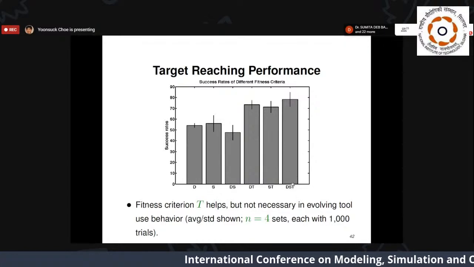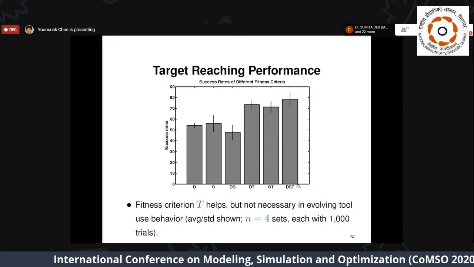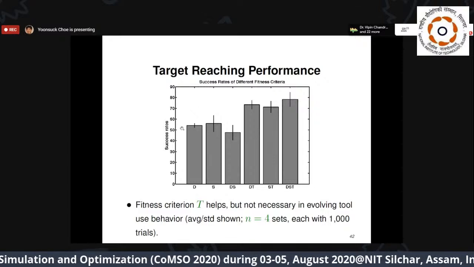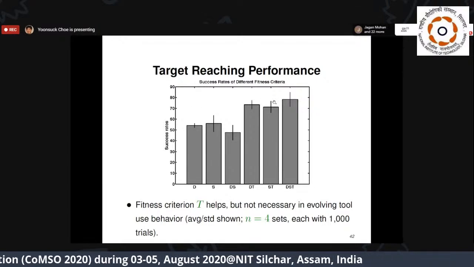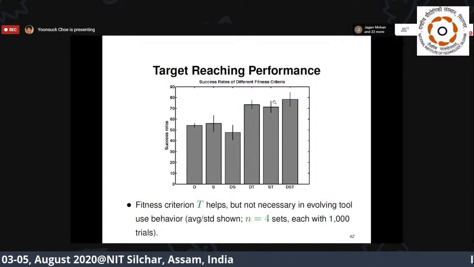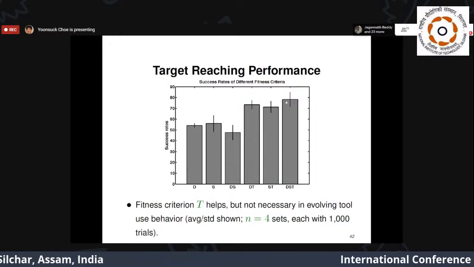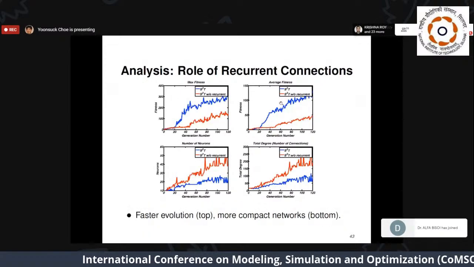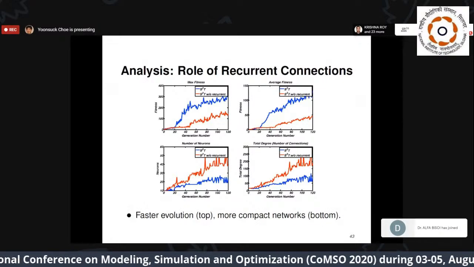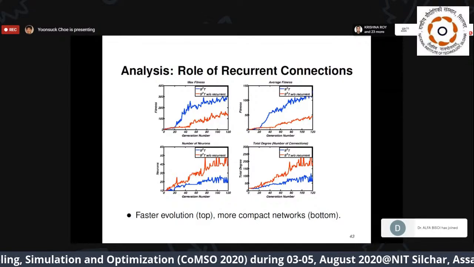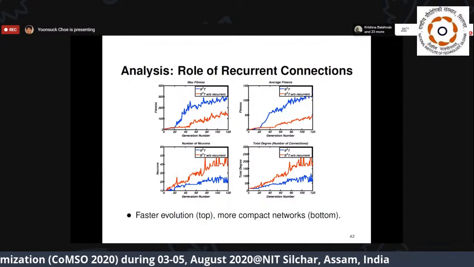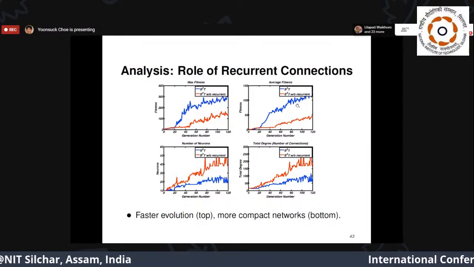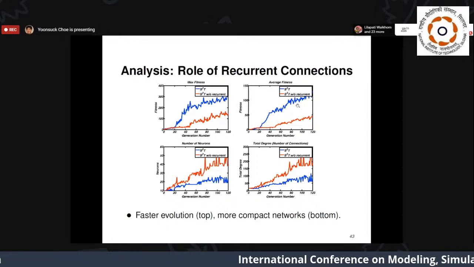So when you include this, if you reward tool pickup behavior, generally they do better. Okay, 75% accuracy. Out of, let's say, 100 targets, it can pick up about 70 of these targets. And what's interesting is we can look at the properties of the networks and, let's say, compare that to the fitness.